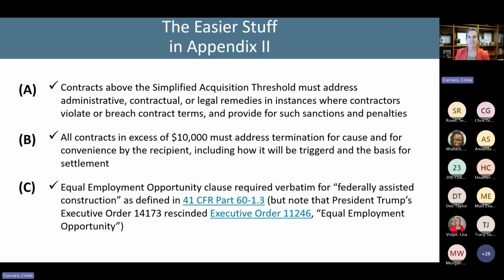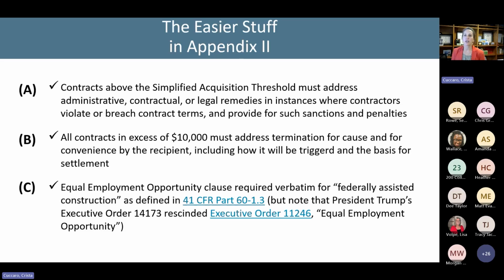And so my guess is that your existing contracts probably already have this in place, right? Some sort of default clauses. And if those aren't in there, you need to make sure that if federal funds are in the contract and we're above the simplified acquisition threshold, then you've got those contract clauses in there.